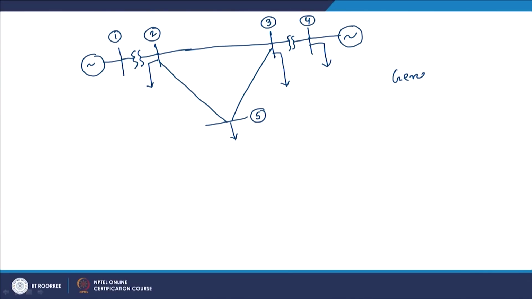Now, to find out the equivalent circuit of any particular power system network, we have to first find out the model of any particular component. Here we have several components. One is a generator, then we have transformer, then we have transmission line, loads, etc.